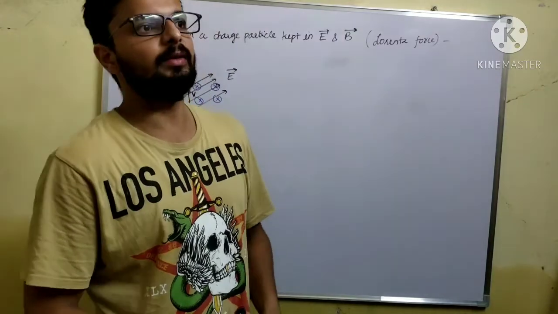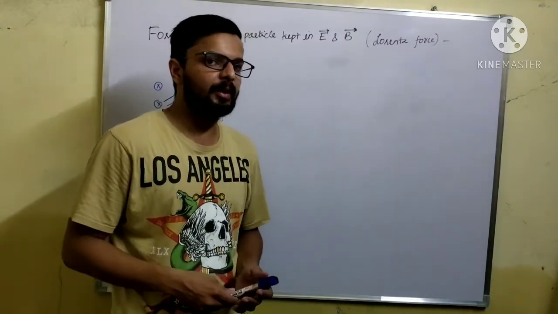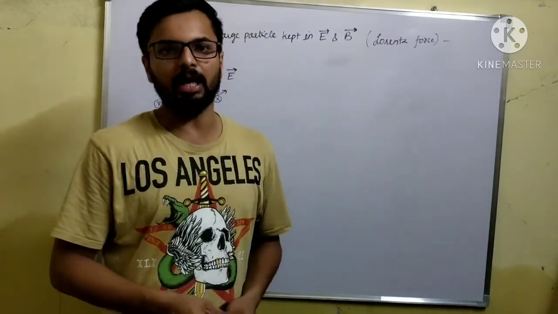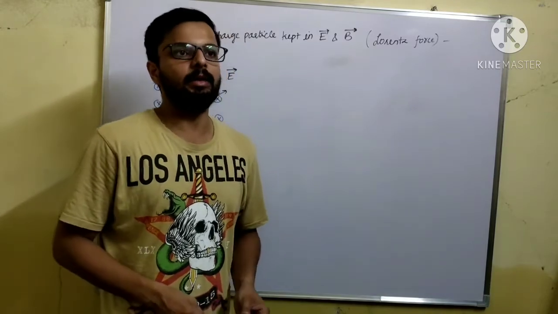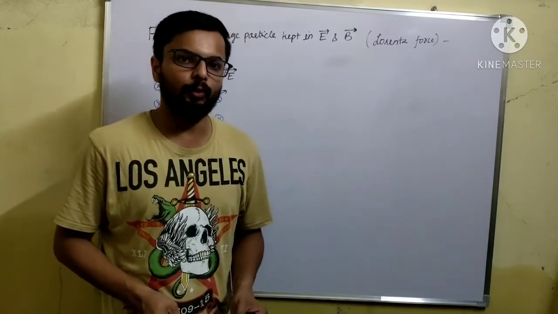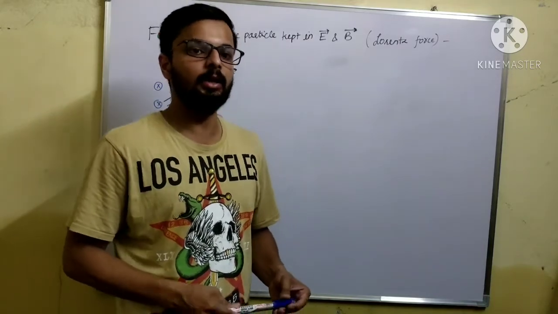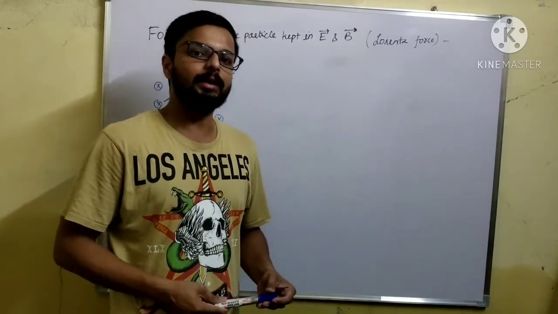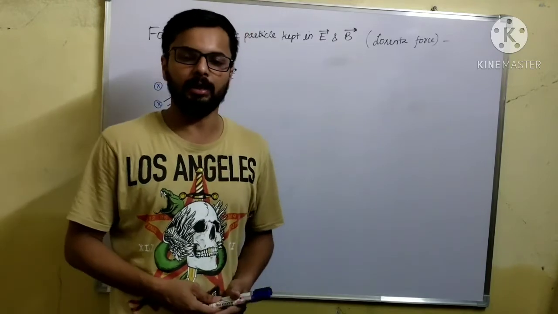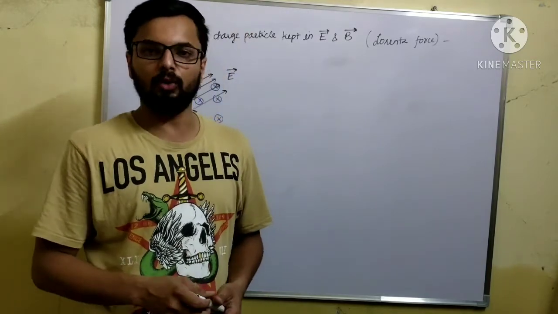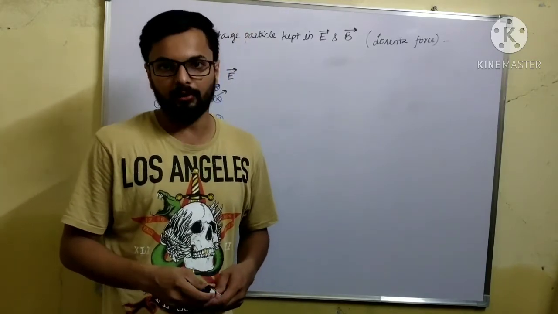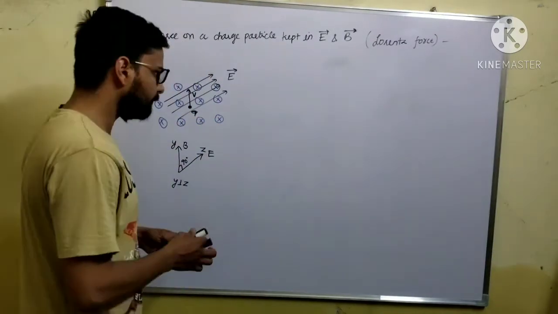Okay, so there are 3 rules, and better will be what, if you remember the right hand thumb rule. And now we will see that if there are both the fields present, both the field means if there are electric as well as magnetic field present, then what will be the value of force that will be acting on that charged particle moving with velocity v under the influence of both electric and magnetic field. And this force is also called what, this force is called the Lorentz force.